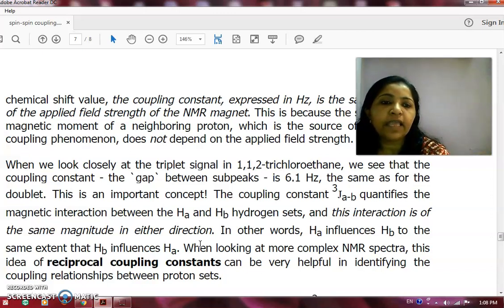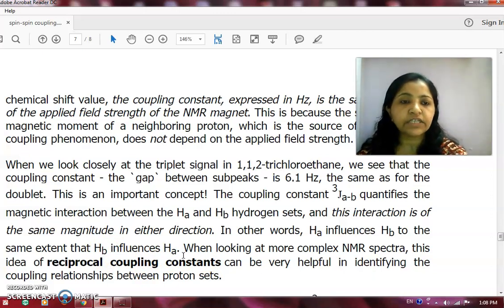B is splitting the A, and A is also splitting the B. So whatever the direction of the interaction, the splitting is due to each other. The coupling constant 3JAB quantifies the magnetic interaction between HA and HB hydrogens, and this interaction is of the same magnitude in either direction. In other words, HA influences HB to the same extent that HB influences HA. So whatever the direction, it is due to each other's influence.